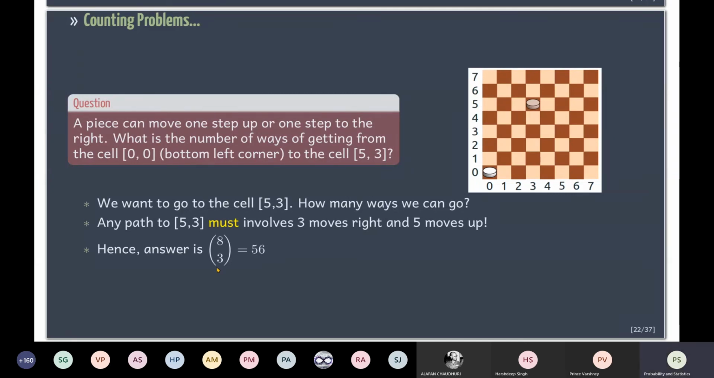Okay, you are supposed to go to the cell 5, 3, right? You are starting from 0, 0, right? So the total number of moves that you have to do is 8, right? The total number of moves you are supposed to do is 8.